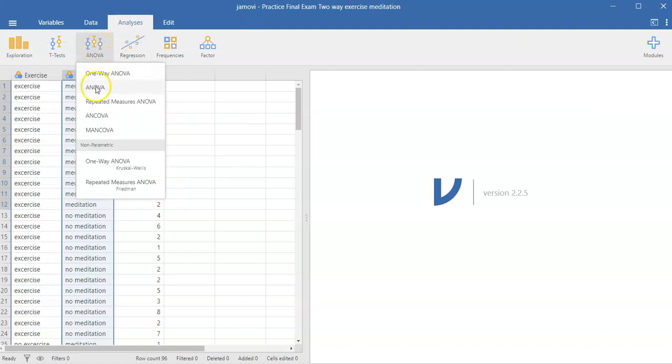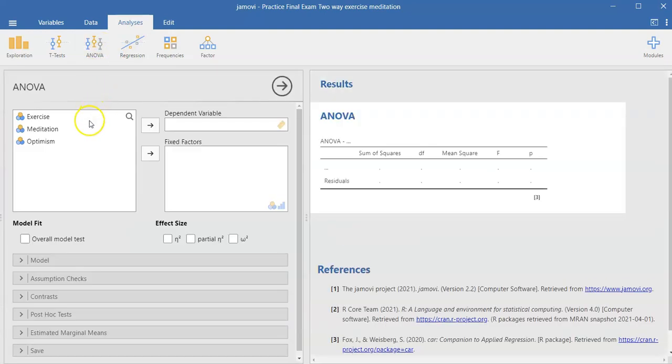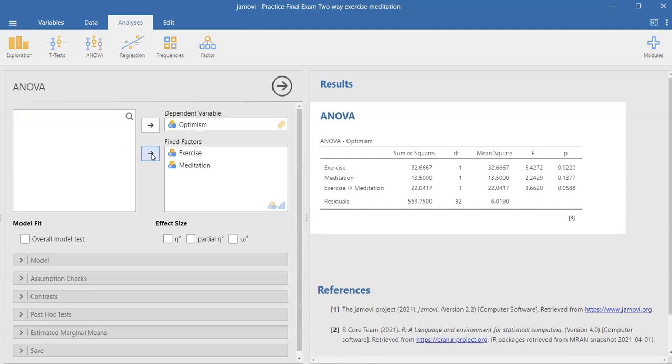So we go ANOVA and ANOVA. Our dependent variable in this case is optimism. And our 2 factors are whether or not people are exercising and whether or not they are meditating. So again, we're going to have 4 groups. People who are doing both, people who are doing neither, and then people who are doing one or the other of them. We want to get omega squared.